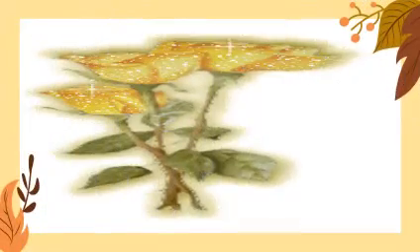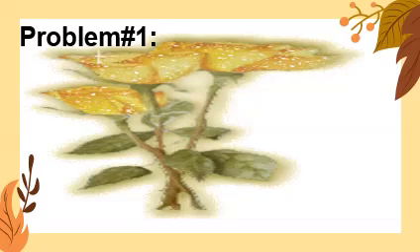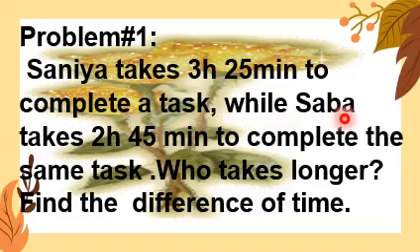The last topic of today's lecture is word problems of addition and subtraction of units of time. Problem number 1: Sania takes 3 hours 25 minutes to complete a task, while Sabha takes 2 hours 45 minutes to complete the same task. Who takes longer? Find the difference of time.